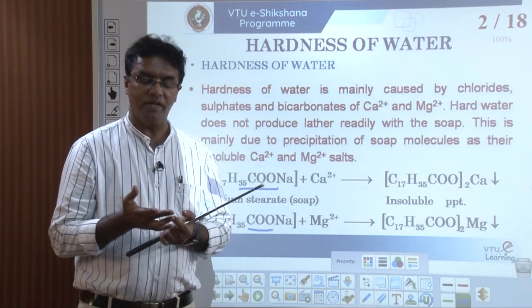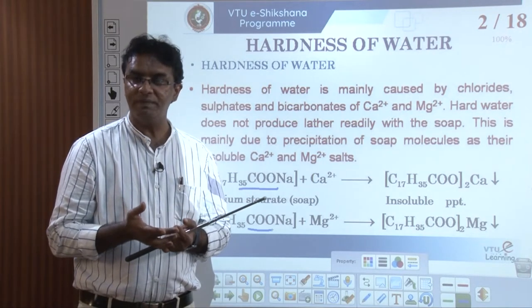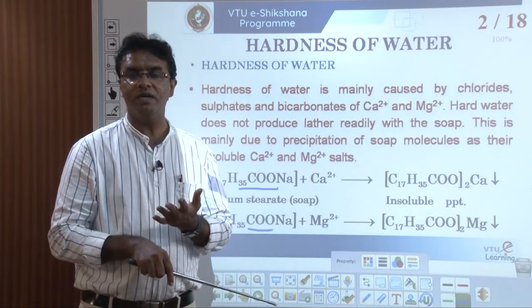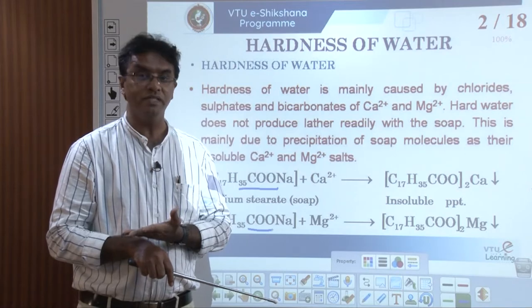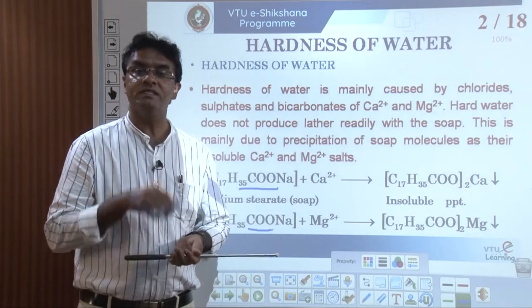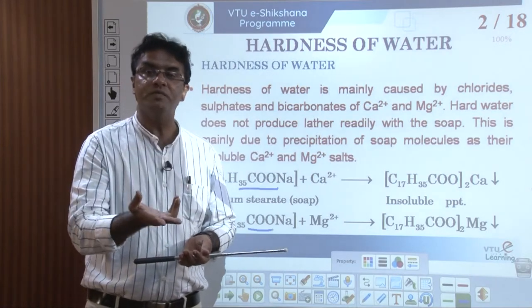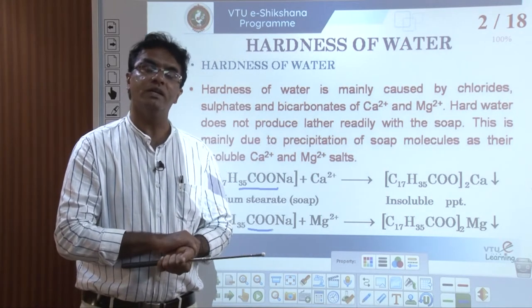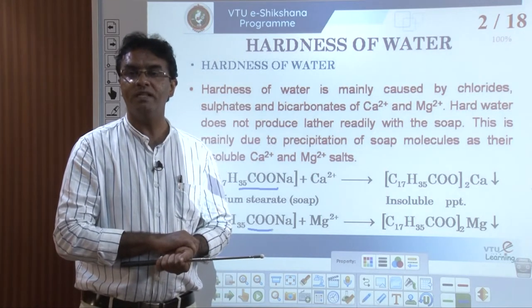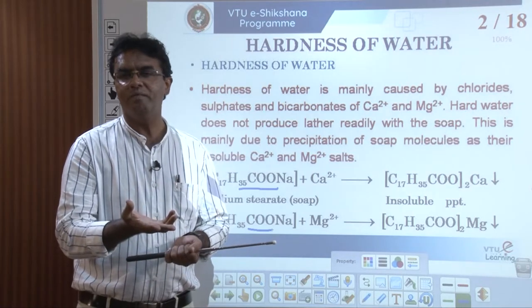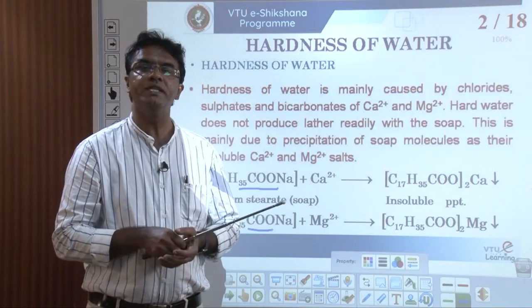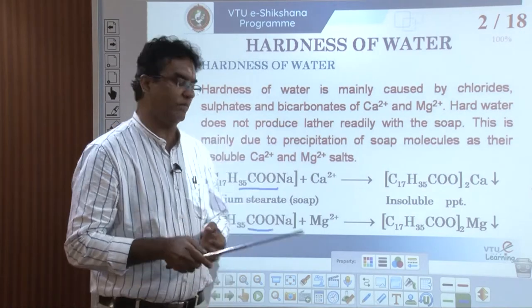The chlorides, sulfates and bicarbonates of calcium and magnesium are responsible for the hardness of water. Whenever the water becomes hard, what are all the problems we face? One is we face problem in washing purpose, where the hard water is not suitable for washing purpose. Another is hard water we cannot use in industrial boilers or any such kind of boilers or utensils. These are the two major problems we face with hard water.